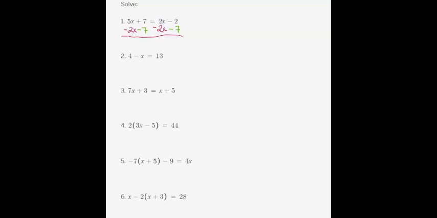And now I'm going to add them straight down. 5x minus 2x gives me 3x. 7 minus 7 cancels out. 2x minus 2x cancels out. And negative 2 plus negative 7 is negative 9. Now I'm going to come up here to the next step. So this is a multi-step problem. 3x equals negative 9. I want to isolate the x. It's 3 times x, so to undo multiplication, I divide, and I'm left with x equals negative 3, because I do the same thing on both sides.